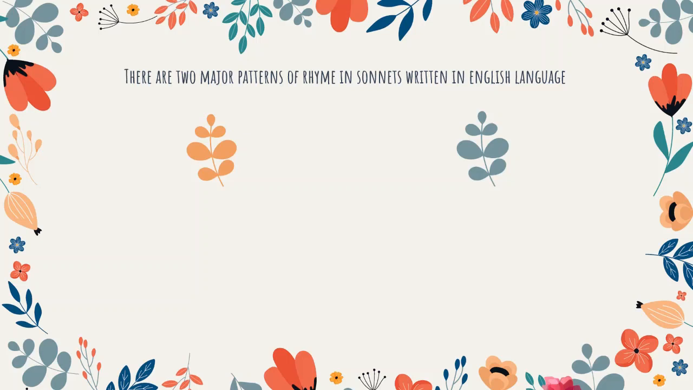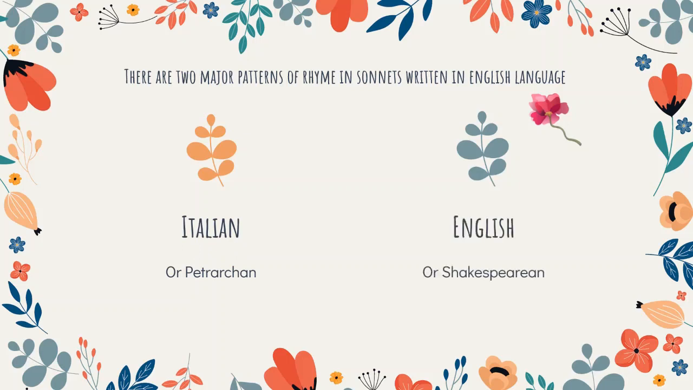And about the rhyme patterns of the sonnet in English, there are two major patterns of rhyme in sonnets written in the English language, and that is how we divide the Italian or Petrarchan sonnet and the English or Shakespearean sonnet. Italian or Petrarchan because Petrarch was the first person writing sonnets in this manner. It is called English or sometimes Shakespearean because the form is perfected in William Shakespeare's sonnet sequence. A combination of sonnets, by the way, is technically called a sonnet sequence.